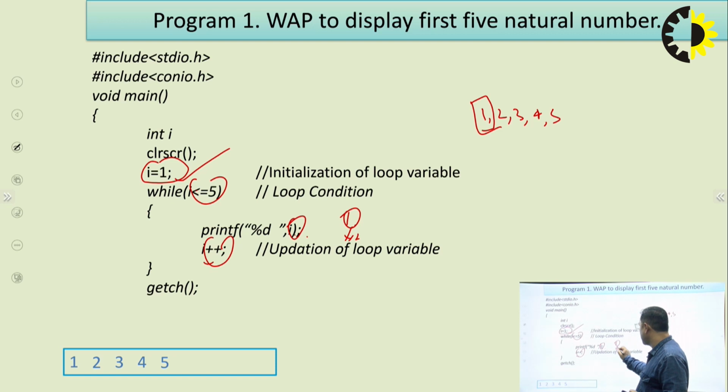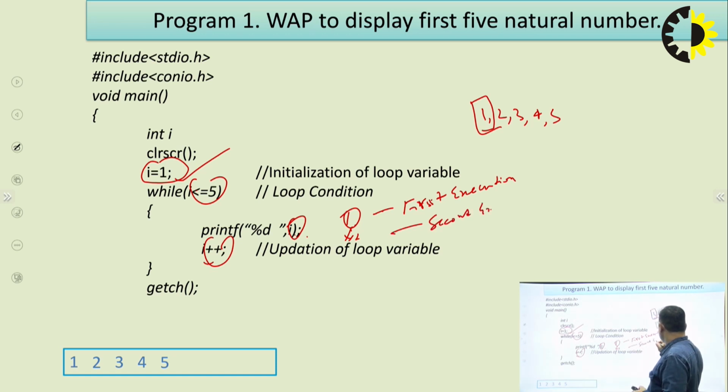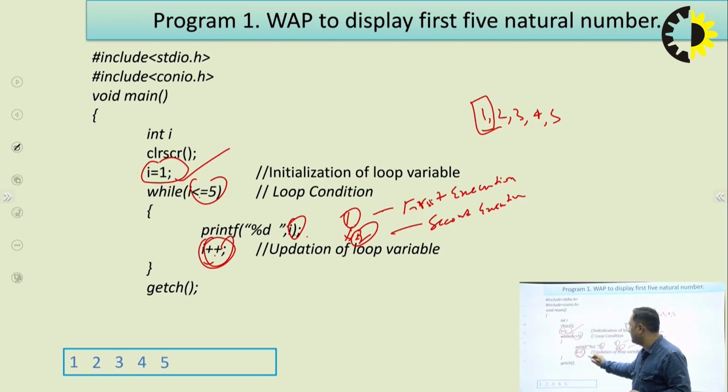So in the first execution, this was the value. In the second execution, this is the value, 2. In the third execution, the value 2 will be incremented to 3, and 3 is less than or equal to 5. This continues until the time when, after this increment, the value of I becomes 6.